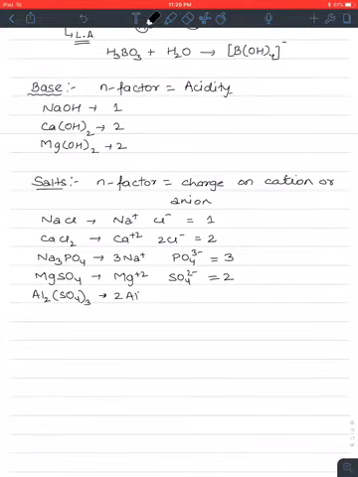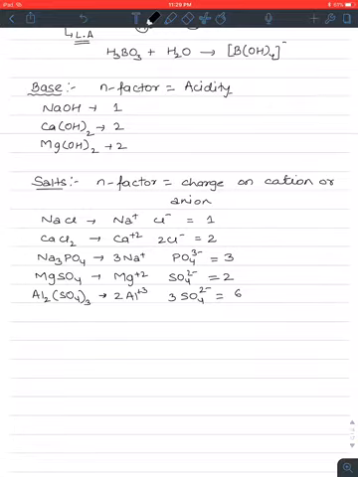So again, take now Al2(SO4)3. The cationic part is 2Al3+ and the anionic part is 3SO4 2-. So what is the total positive or total negative charge? It is 6. One aluminum has 3 positive charge, so 2 aluminum will have 6 positive charge. So total positive charge is 6. Or if you consider negative charge, 1 sulfate ion has 2 negative charge, so 3 sulfate ions will have 6 negative charge.